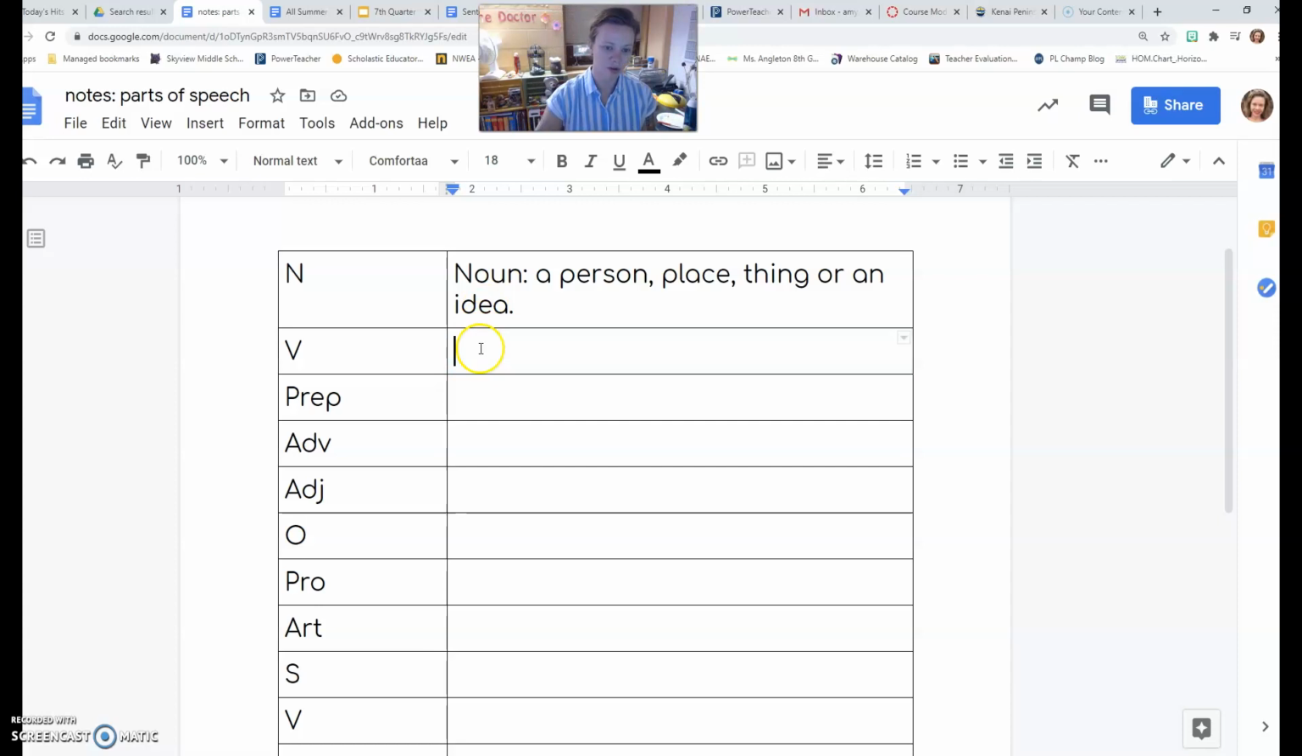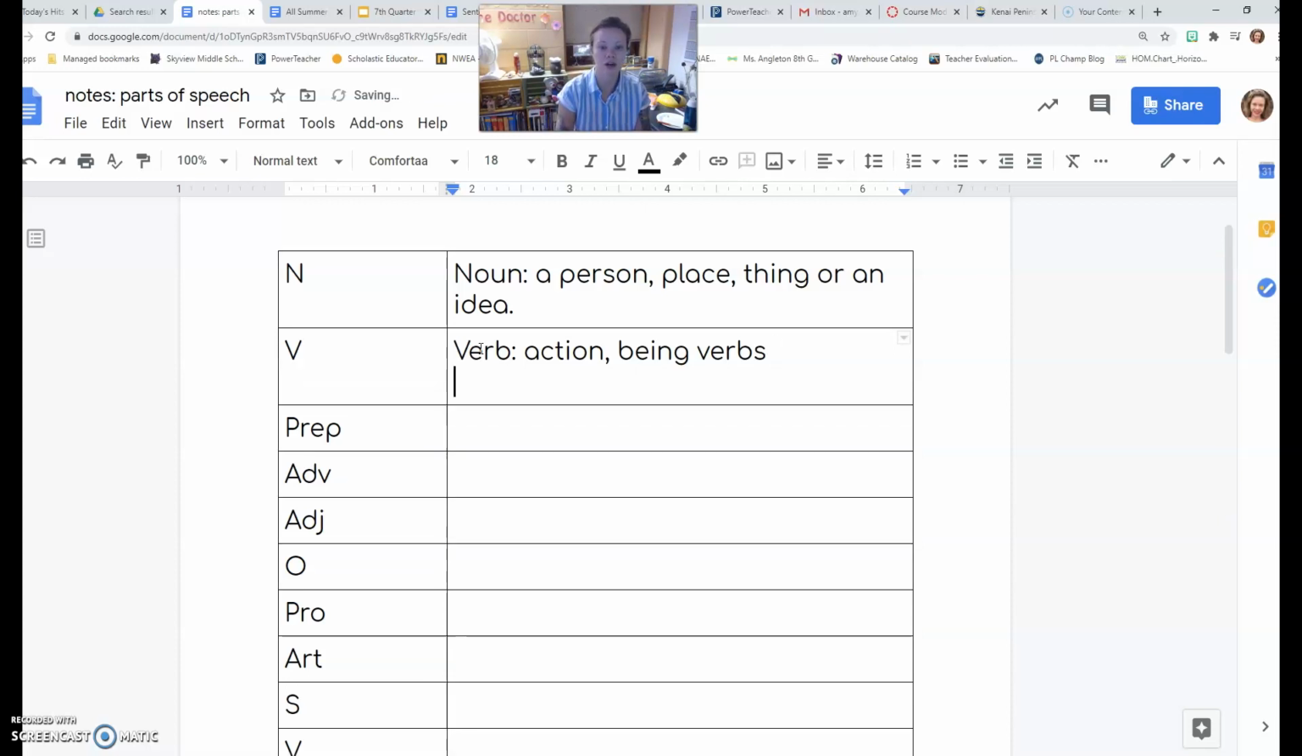V means a verb. A verb is an action word. It shows what a noun is doing. There are also being verbs as well, which just say basically that a noun is. Literally the word is a being verb. So action word would be like jumping or just jump. And a being verb would be like is, be, are. This just states that a thing is, just exists, okay?